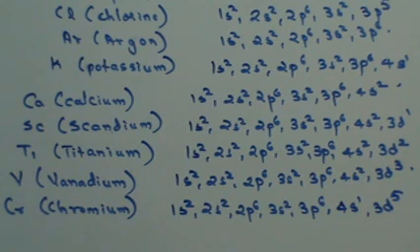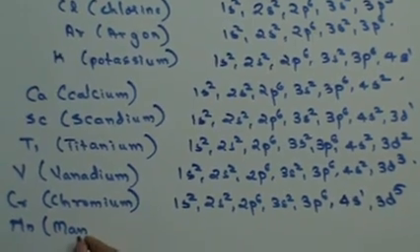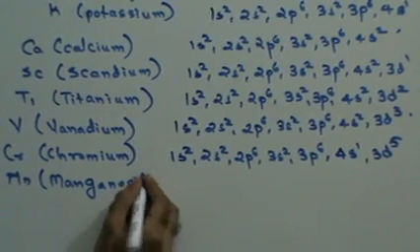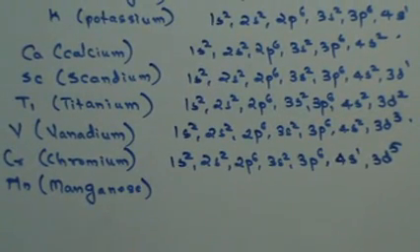So this one you will have to remember. So chromium will be 4s1 and 3d5. Fine, did we get this thing clear? Next, manganese. Write the electronic configuration of manganese, please.